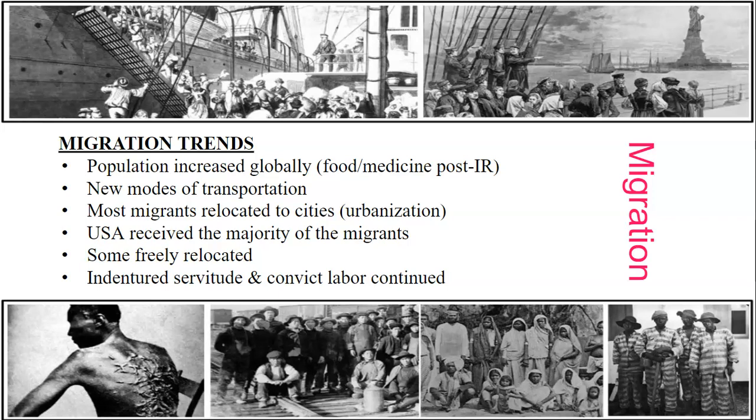So, migration trends. This gets a little bit later when we talk about the causes and effects of migration. Population is going to increase globally because we've got all this new food. We talked about medicine being invented post-industrial revolution. We've got new modes of transportation. Migrants are going to relocate to cities because of urbanization, and that's where the jobs are. The United States is going to receive the majority of migrants. It's this new promised land.